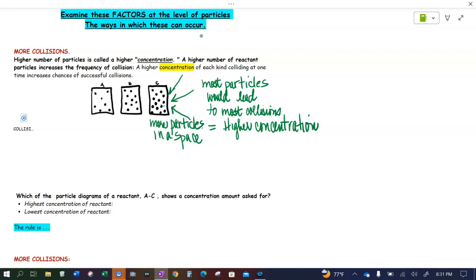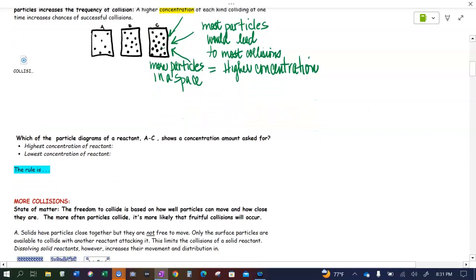A higher concentration of whatever the particles are increases the chances of having successful collisions. So which of these containers, A, B, or C, has the highest concentration? Which has the lowest? Fill that out, and then write what the rule is.